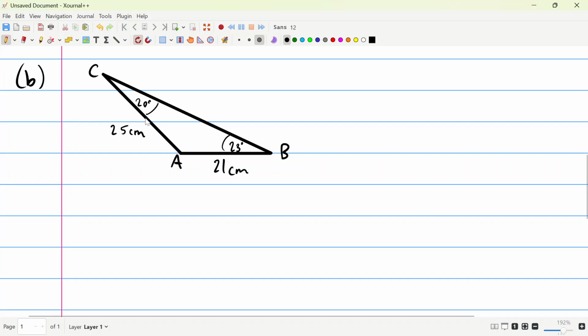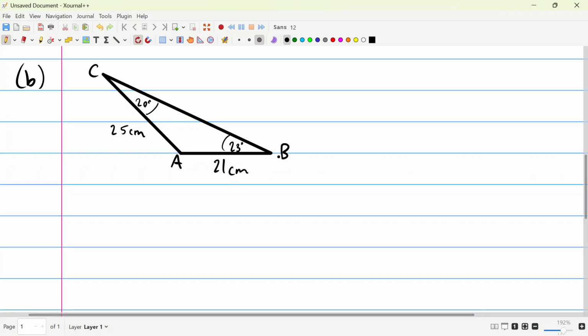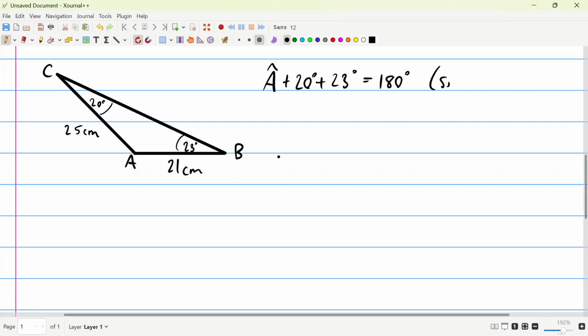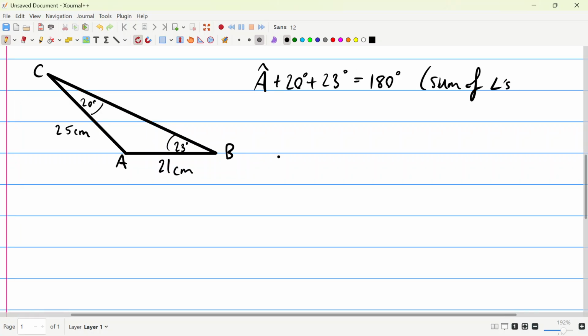However, we know what these two angles are, meaning we need to know that the angles in a triangle all add up to 180 degrees. The sum of all angles in a triangle is equal to 180 degrees. So angle A plus 20 degrees plus 23 degrees must be equal to 180 degrees if we add them all together. What's the reason? It's the sum of angles in the triangle.